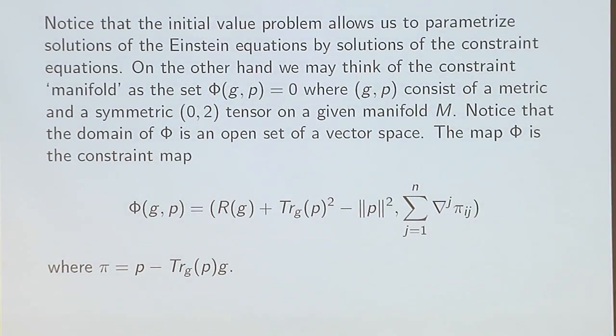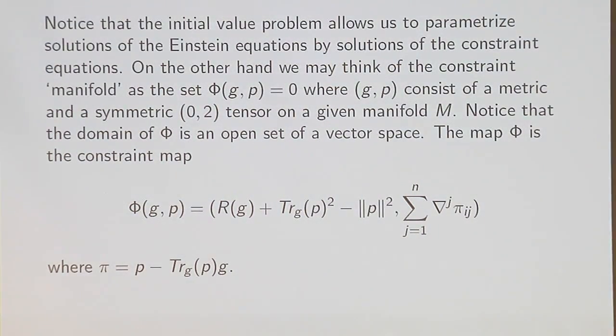And so we think of arbitrary Riemannian metrics and arbitrary symmetric 0-2 tensors, and then we can calculate this map, phi of g, pi. And so what it is, is just the quantities which are zero for the constraint equations to be satisfied. And so then the constraint manifold is simply the inverse image of zero under this map phi. And so we can ask, well, what's the structure of that manifold?